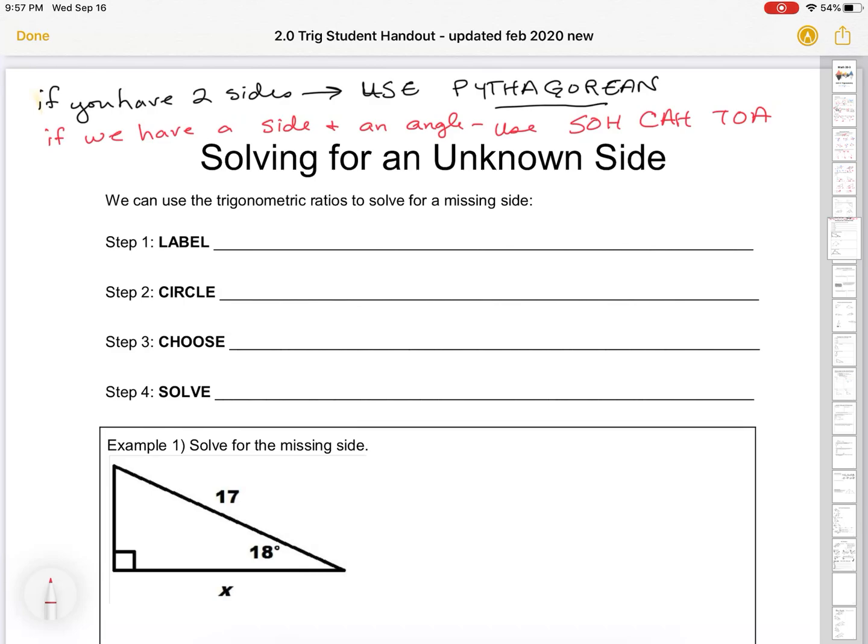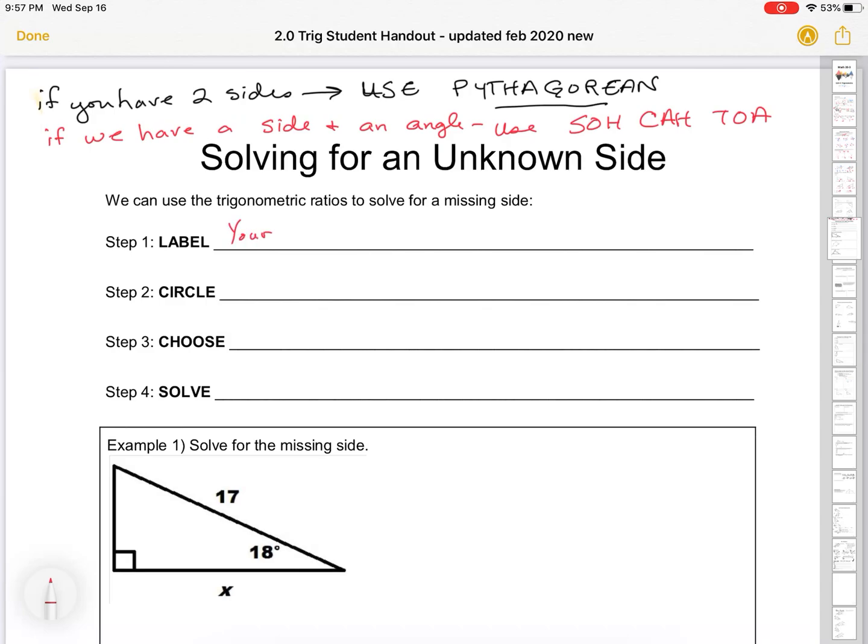We know how to use Pythagorean. We did that last unit. And if you need a refresher, feel free to ask me questions when it's work time. But you can use Pythagoreans if you have two sides. But if we have a side and an angle, we only have one side and then we have one angle, we can use SOH CAH TOA to find an unknown side.